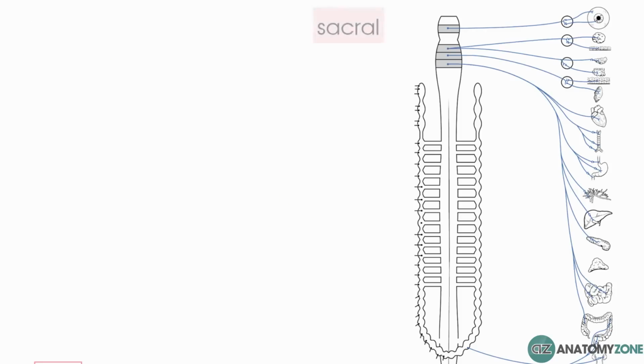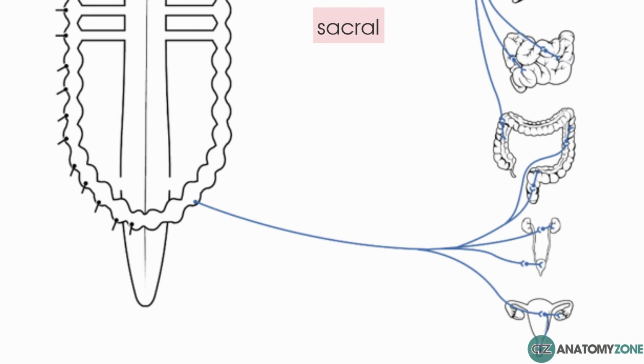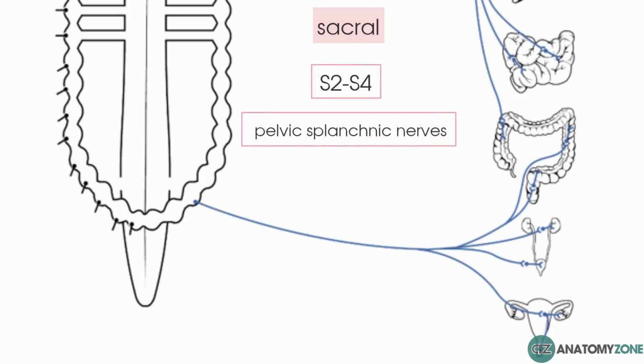So moving on to the sacral component of the parasympathetic nervous system, this outflow arises from spinal segments S2 to S4, and these segments give rise to the pelvic splanchnic nerves. And in this region, the parasympathetic nervous system innervates the muscles of the rectum and inhibits the internal anal sphincter. It also stimulates the bladder wall, the detrusor muscle of the bladder wall, and inhibits the internal urethral sphincter.